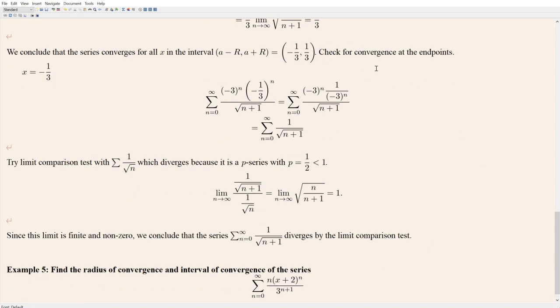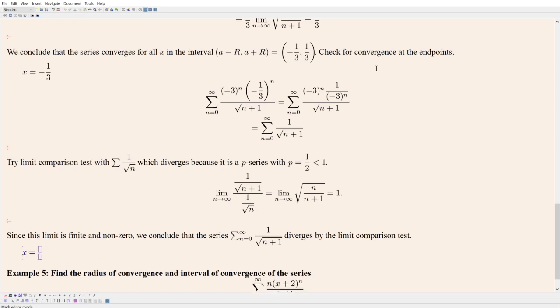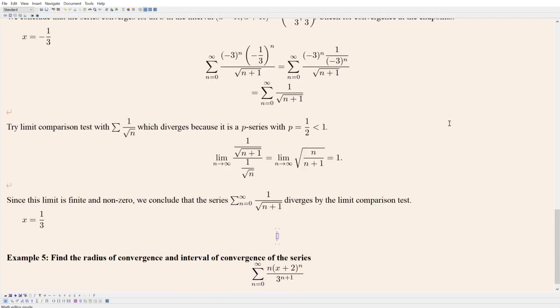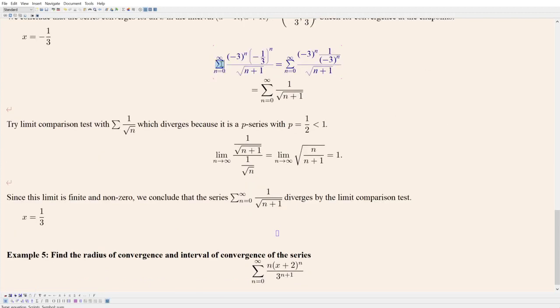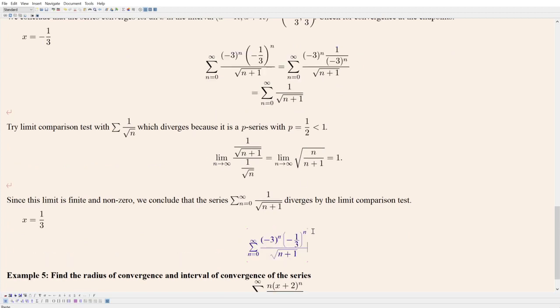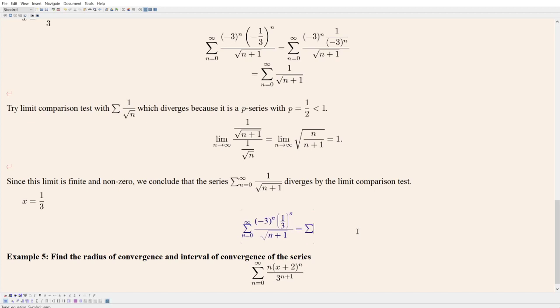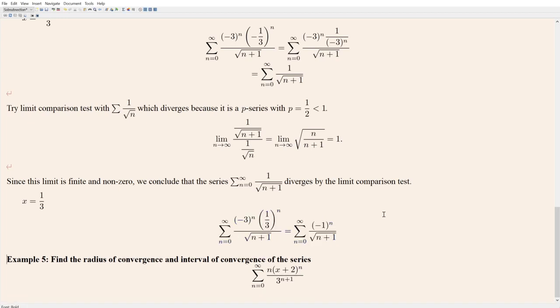Now let's plug in the right endpoint. It's a lot of stuff, I know. So that's going to be exactly the same as this, but now this negative sign ain't here. So once again, 3 to the n, 3 to the n, those cancel, but we still have an alternator, which doesn't get canceled out in this case. So what about this dude? Well, this is going to converge by the alternating series test.